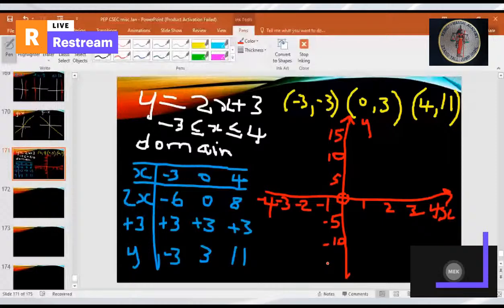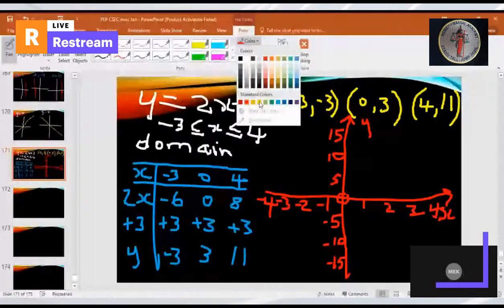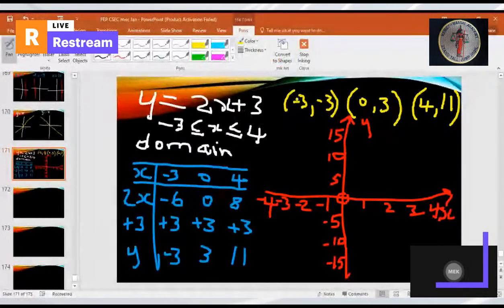All right, now we just need to plot our points. Negative 3 on the x, negative 3 on the y. So we move across negative 3 on the x and down to negative 3 on the y. 0 on the x, 3 on the y. So this is not moving on the x, and we go up 3 on the y. And then 4 on the x, 11 on the y. So 4 on the x-axis up to where 11 would be, where the 4 and the 11 meet each other. So that's about there.